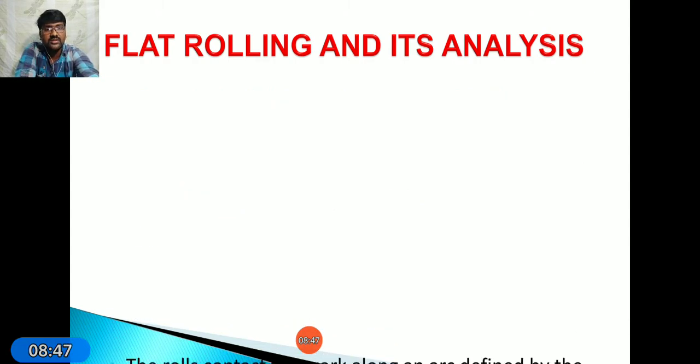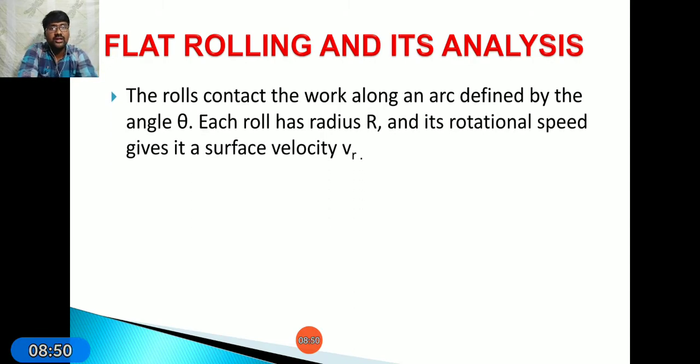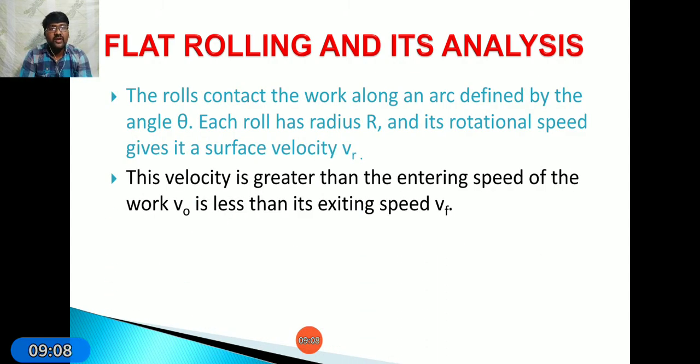Next, the rolls contact the work along an arc defined by an angle theta, which is known as the angle of bite. Each roll has radius r, and its rotational speed is given as Vr. These are the parameters of rolling. Next, the exit velocity is greater than the entering speed of the work, that is V naught is less than Vf, because the velocity increases due to the expansion of the workpiece. Due to this, the exiting velocity increases.